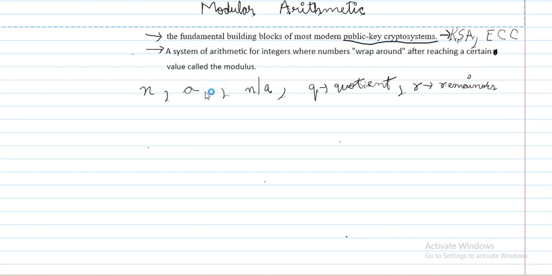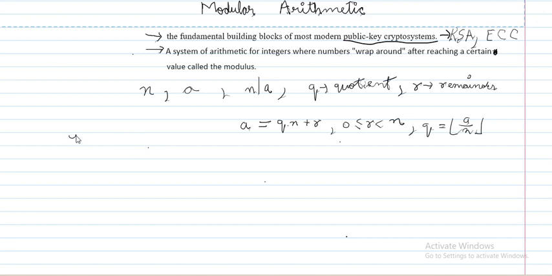So we can write the relationship as a is equal to q times n plus r, where 0 is less than or equal to r, which is less than n, and this q we can write as q is equal to floor of a by n. This is the floor symbol.